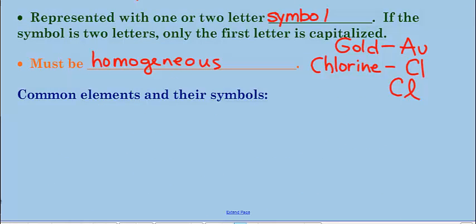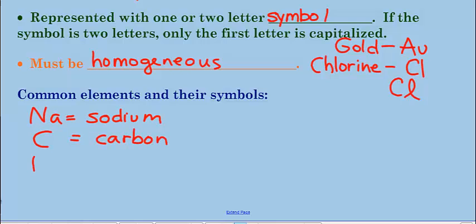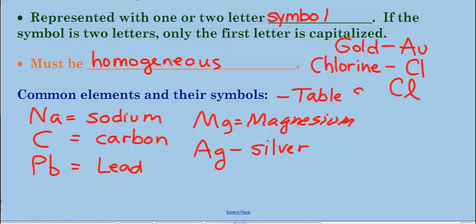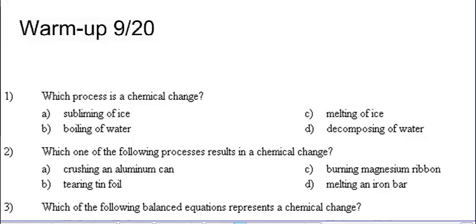And some common elements and their symbols. Well, I did list a couple there. Na is a good one to know. It's sodium. C is carbon. Pb is lead. Mg is magnesium. We'll do silver, and then, we could go on and list these forever, but Ag is silver. You do not need to memorize the elements and their symbols because those are given to you in Table S. So if you look on Table S, you will find the element names and their symbols. Okay?